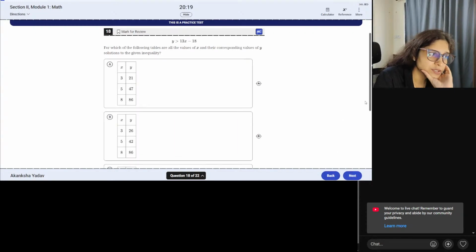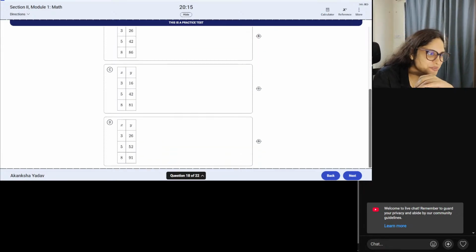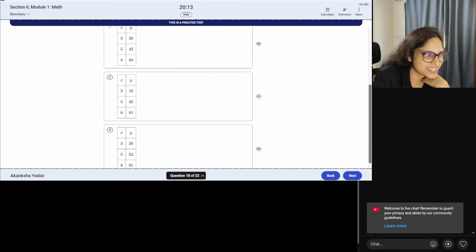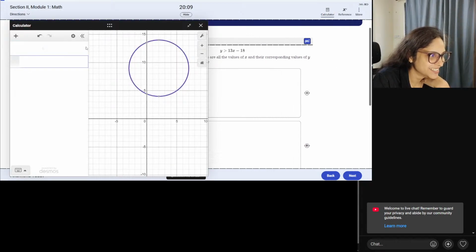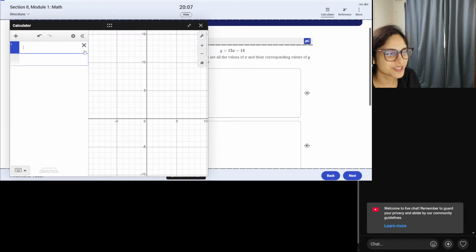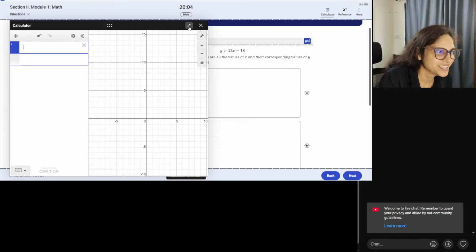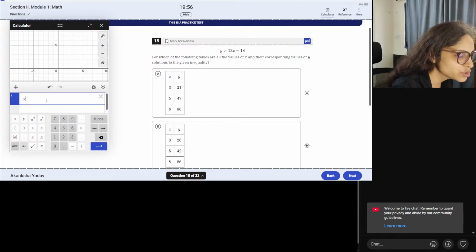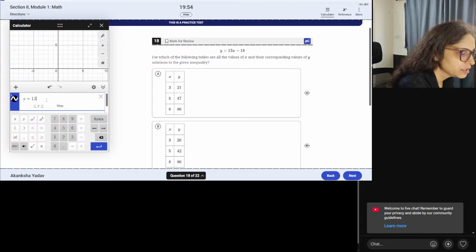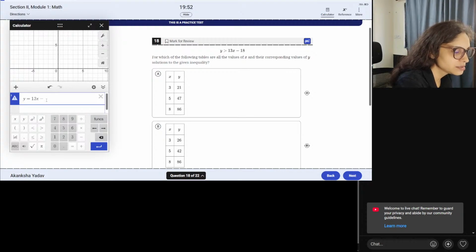Y is greater than 13x minus 18, which is the correct one. So yeah, for this I'll show you how we can use Desmos. You can see the smile on my face. So what you have to do, go to Desmos. I just keep trying what we can solve using Desmos and it will be easier. So I just love it. So y is greater than 13x minus 18, but we won't be writing y is greater than; I would just be writing y is equal to 13x minus 18.